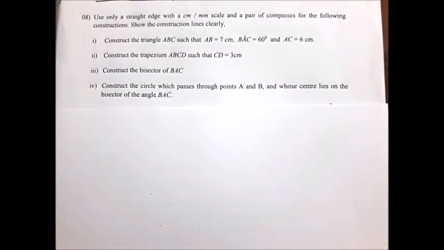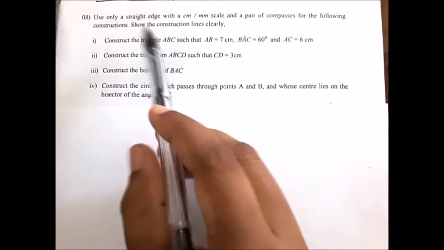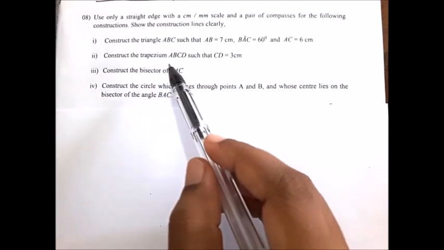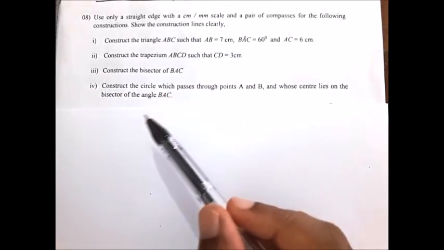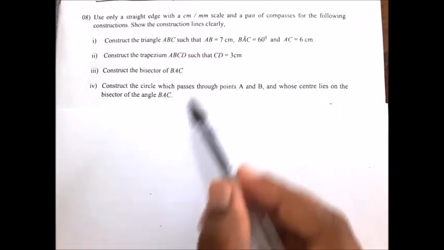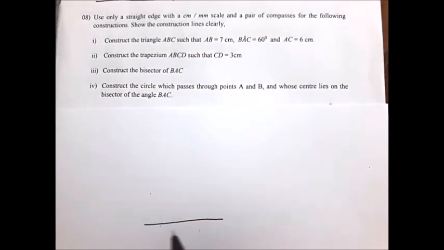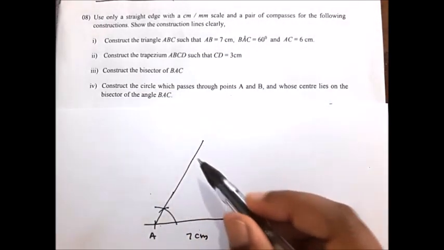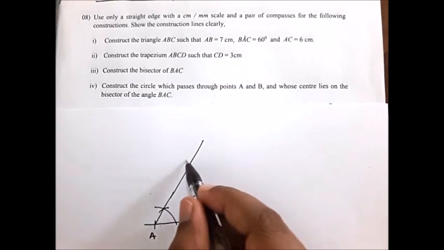Let's start the 8th question. Use only a straight edge and a pair of compasses for the following construction. First, I am going to draw a rough sketch for this question. Construct triangle ABC such that AB is 7 centimeter, angle BAC is 60 degrees. Construct 60 degrees here. AC is 6 centimeter.